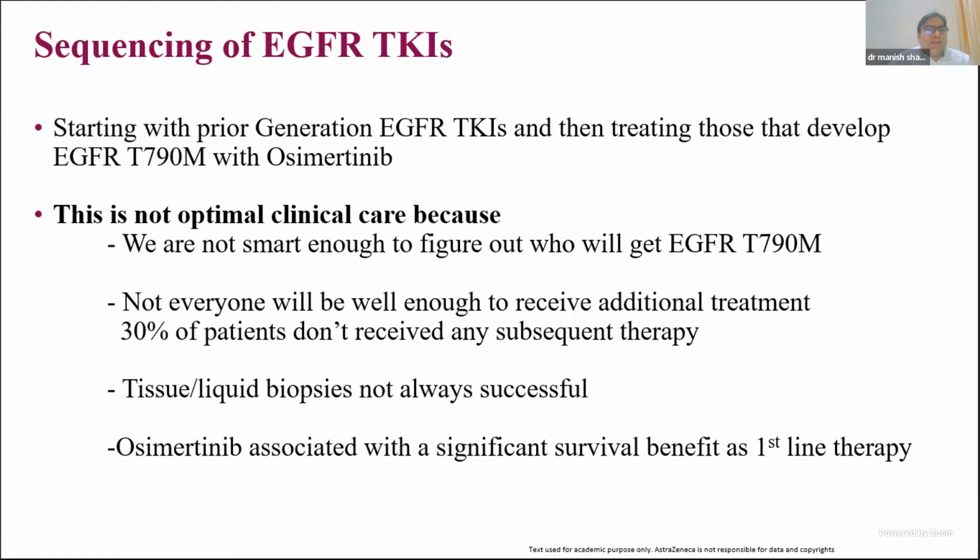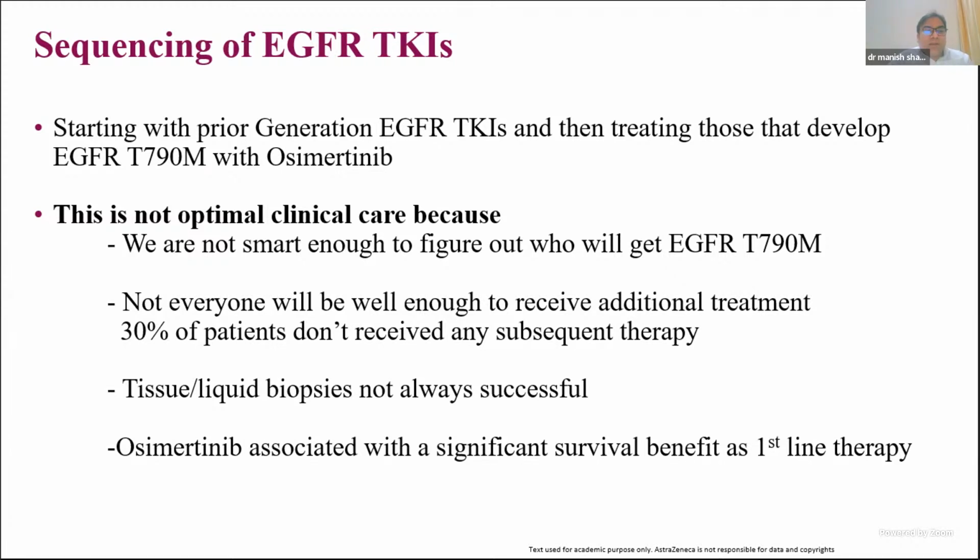So the sequencing of EGFR TKI, starting with the prior generation EGFR TKI and then treating those that develop T790M with osimertinib, is not optimal because we are not smart enough to figure out which patient will develop EGFR T790M. Not everyone will be well enough to receive additional treatment. We know that 30% of the patients do not receive any subsequent treatment. Tissue biopsies and liquid biopsies are not always successful in gathering information on T790M mutations.